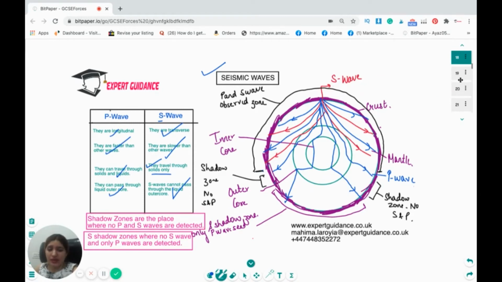Where are the P waves? They can ask you to draw the directions of the P and the S waves. So you need to be careful that S waves are not traveling through liquids. They are just traveling through solids only, so they'll be at the outer surface only, and the P waves will travel inside the core as well.